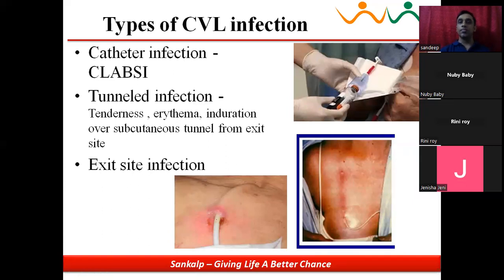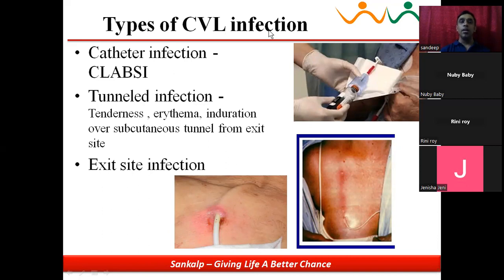The next is the tunneled infection. You can see this red line. During insertion or anything, if an exit site infection happens, the infection starts passing inside here, and a tunneled infection will look like this. Generally, the first infection happens at the exit site. This is called the exit site. At the exit site, redness and pus start, and then it starts traveling towards the tunnel. So this red line is a tunneled infection. This is all an important part.